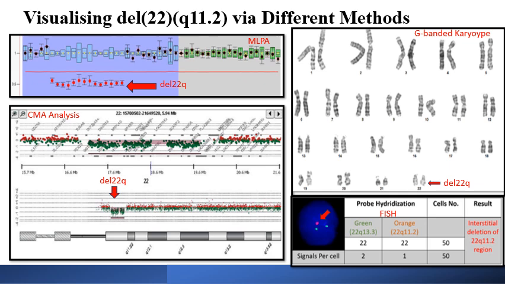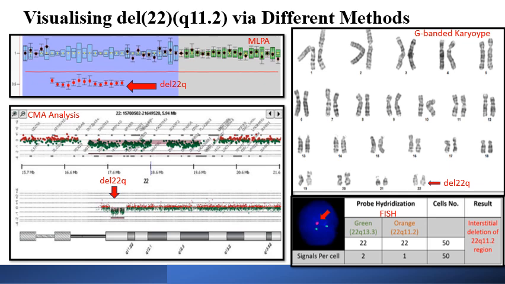So the drop-in signal at the 22q11.2 location is marked by the red arrow, and this indicates a deletion in our region. On the top right, we have the G-banded karyotype, and this conventional cytogenetic method reveals large structural changes in the chromosomes.